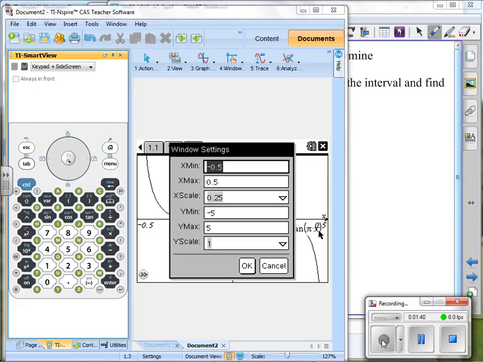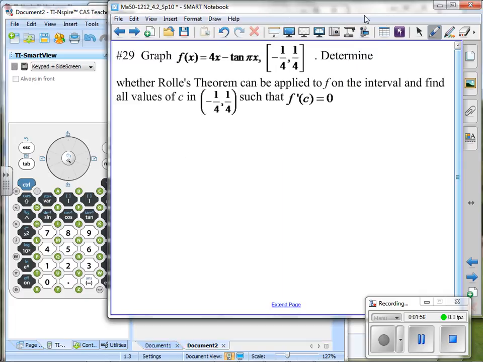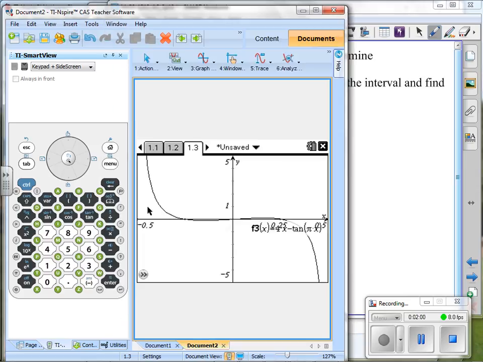Okay, so the window is -1/2 to 1/2, every quarter unit being measured off. Output -5 to 5, every unit. And we come up with this. The first thing said was to graph that. Okay, now determine whether Rolle's theorem can be applied.